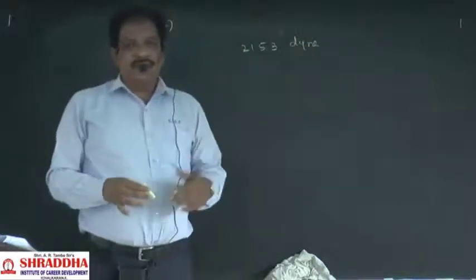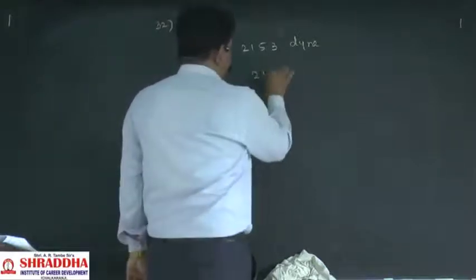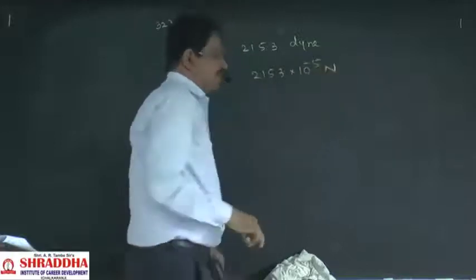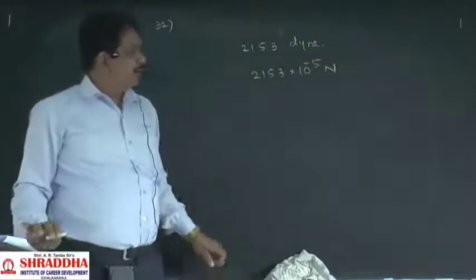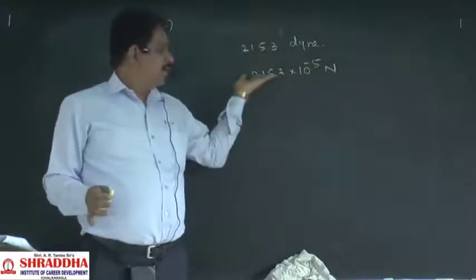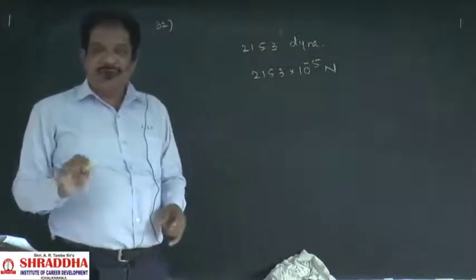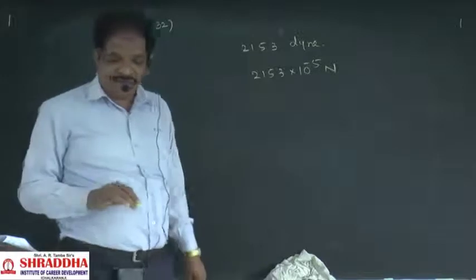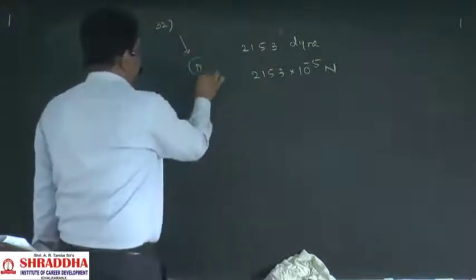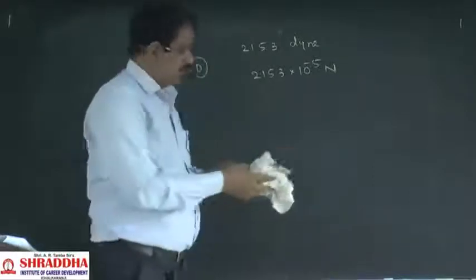2153 dyne. Convert that into Newton. 2153 into 10 power minus 5 Newton. So, this power we will not consider. It will have the same number of significant figures. Again, we will get 4 significant figures only. So, 32, it will be D. Clear? Next, 33.